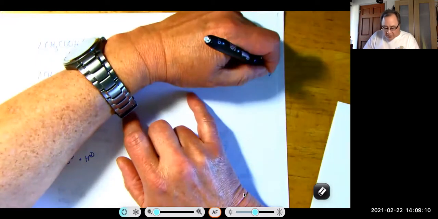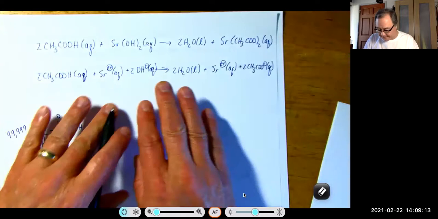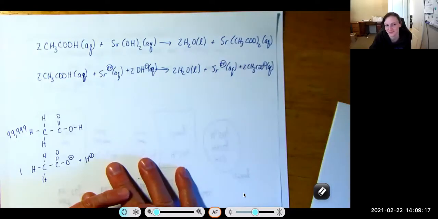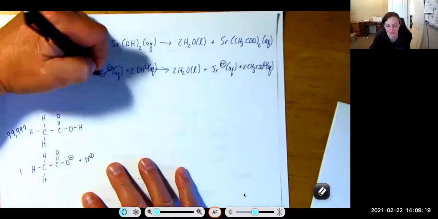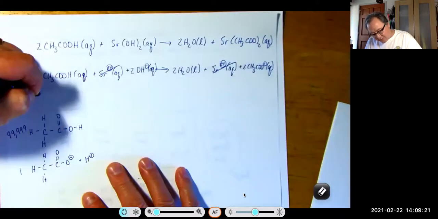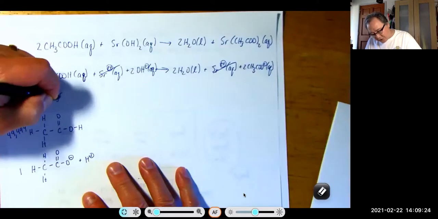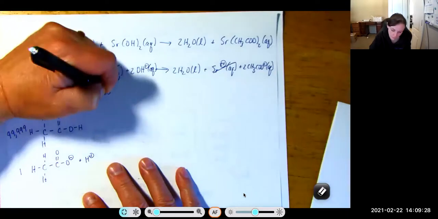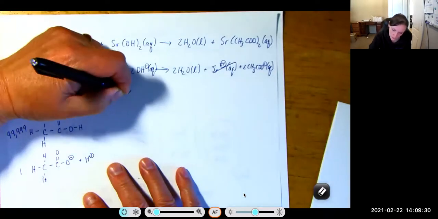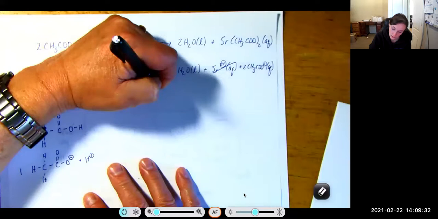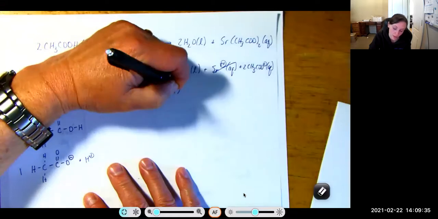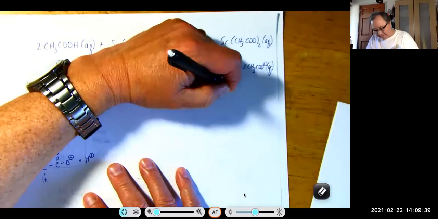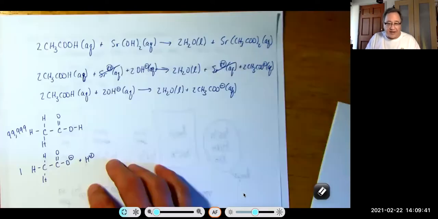So here's the rest. What is identical on both sides? Strontium. That's it. So the net is not really much shorter than the total, is it? Right. And again, we're not counting acetic acid in this because it's a weak acid. That's right. It stays together because it's a weak acid.